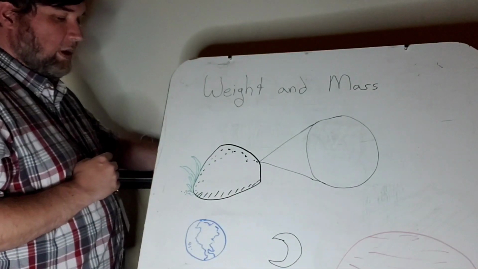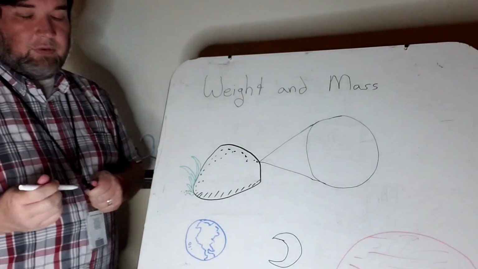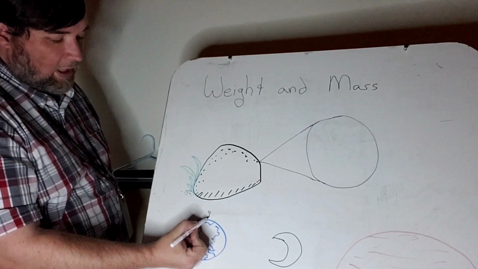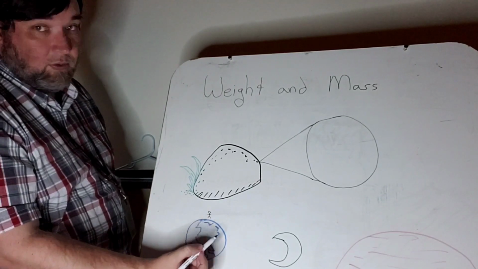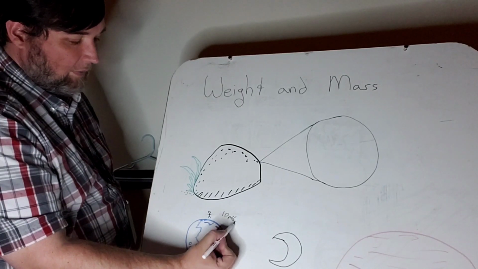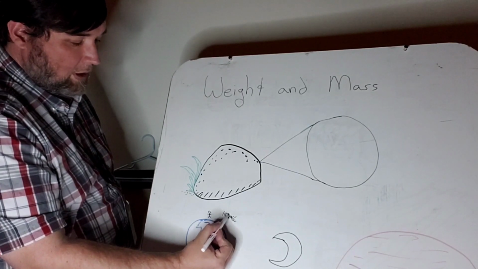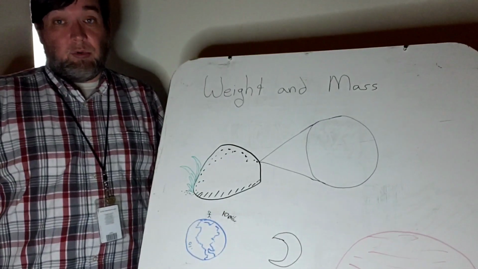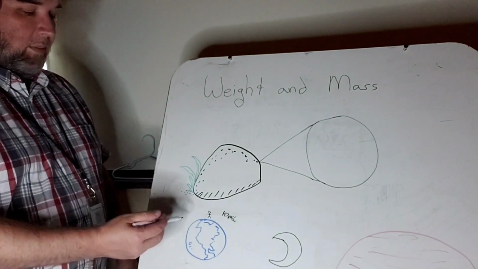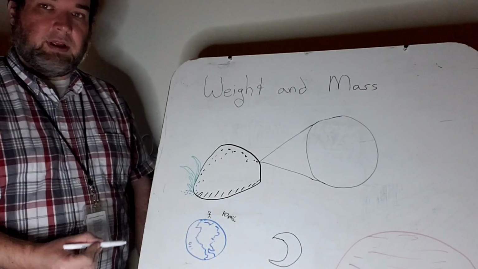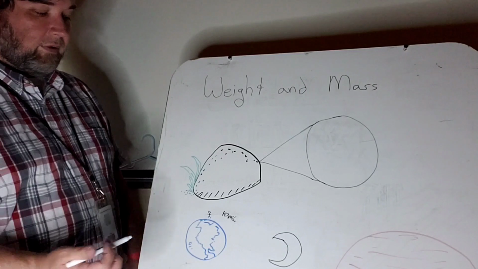Where's my pen? Here it is. So let's say you are standing on the surface of the Earth, because you are. And just to make it easy, let's say that you weigh 100 pounds. Now you might not weigh 100 pounds yet, but you might. You might weigh a little more. That's okay. It doesn't really matter. But let's say on Earth you weigh 100 pounds. That's because Earth's gravity is pulling you down, and when it does, you weigh 100 pounds.